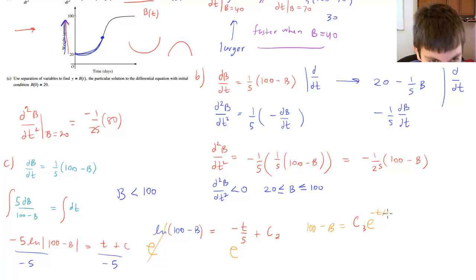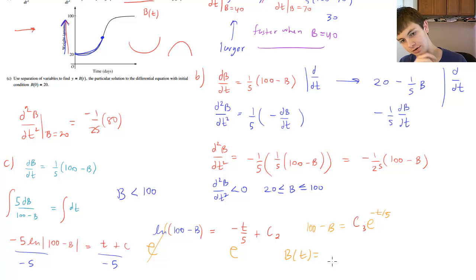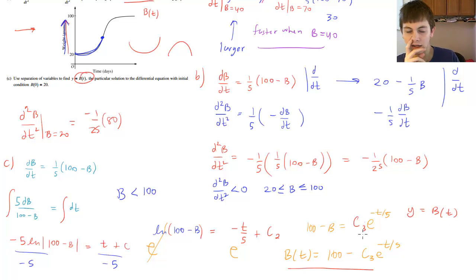And you can't tell that's a 5 at all, so I will rewrite that 5. All right, and then b of t is going to equal 100 minus c sub 3 e to the negative t over 5. So we have our general solution, in the form y equals b of t, since that's what it's asking for here. And then we need to solve for our constant.